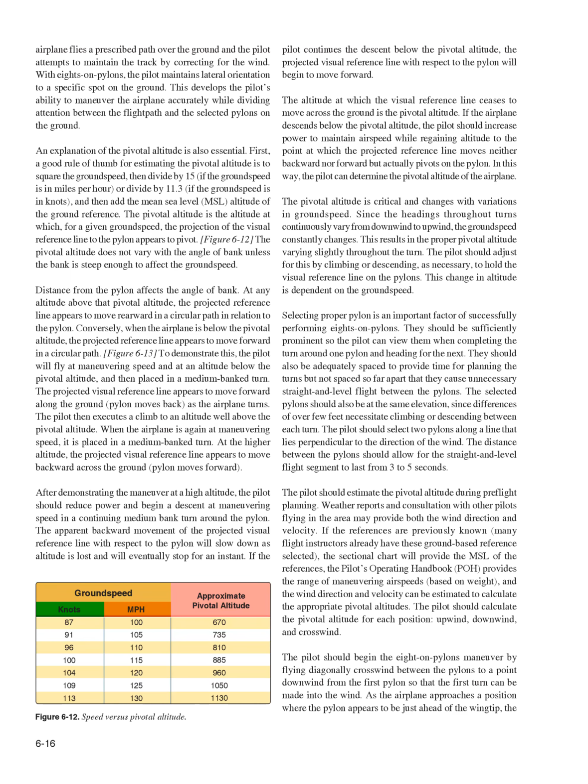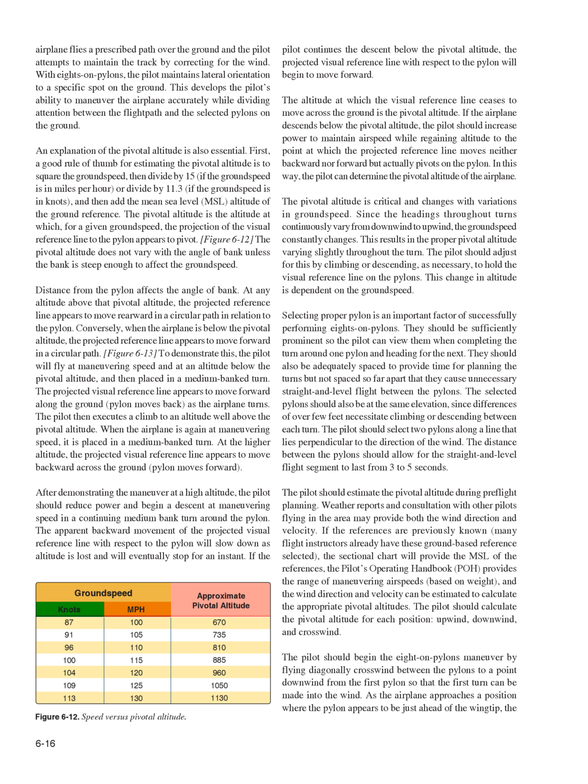With eights on pylons, the pilot maintains lateral orientation to a specific spot on the ground. This develops the pilot's ability to maneuver the airplane accurately while dividing attention between the flight path and the selected pylons on the ground. An explanation of the pivotal altitude is also essential.